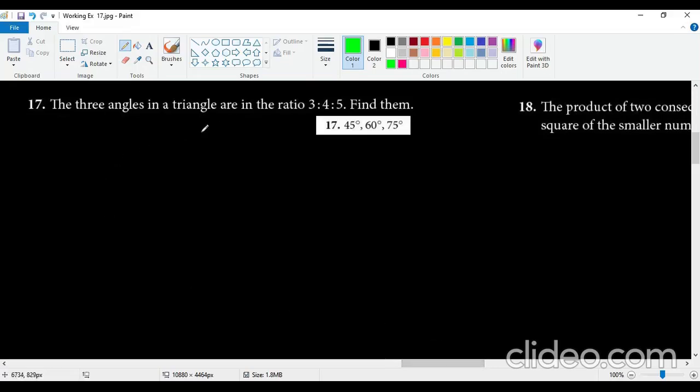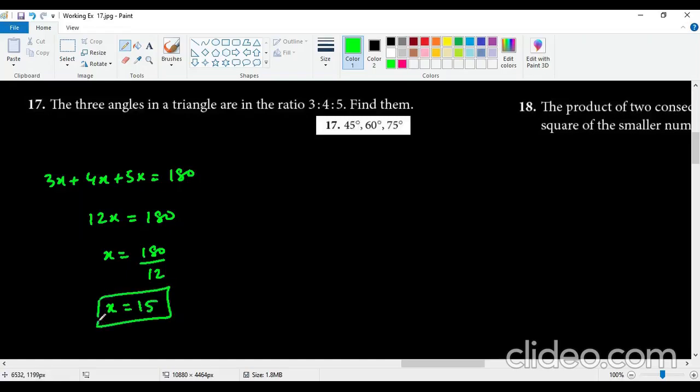Three angles are in a ratio of 3, 4, and 5. That means the first value is going to be 3x, and 4x plus 5x is going to be equal to 180. That means 12x equals 180, and 180 divided by 12 is going to be 15. So x you will get when you divide 180 by 12. So x is equal to 15.